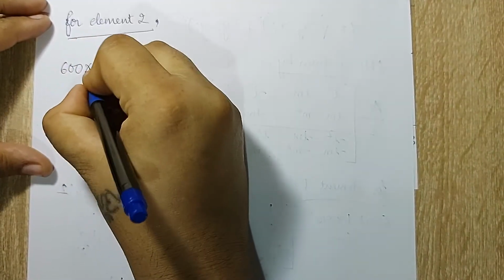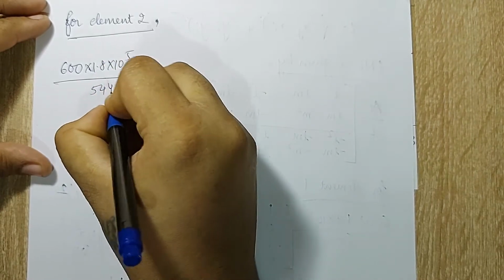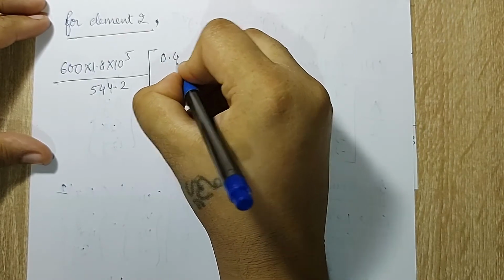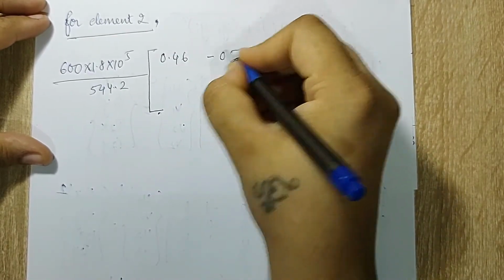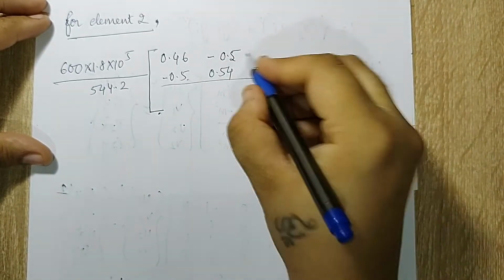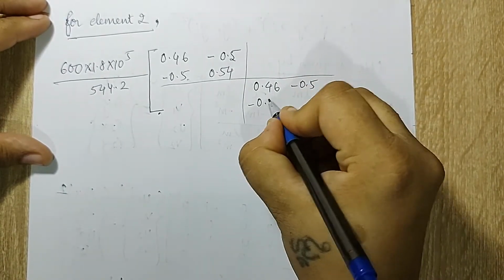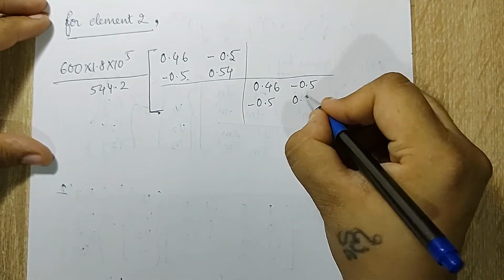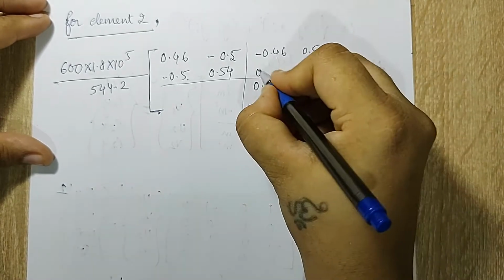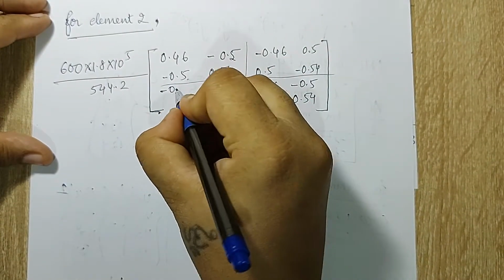A is 600. E is 1.8 into 10 raised to 5. The length is 544.2. Here L square is 0.46, 0.5 Lm, 0.5, 0.54. So I have copied them with their signs. I will copy the same thing here. I'll copy them with an opposite sign. Copy the same thing here.